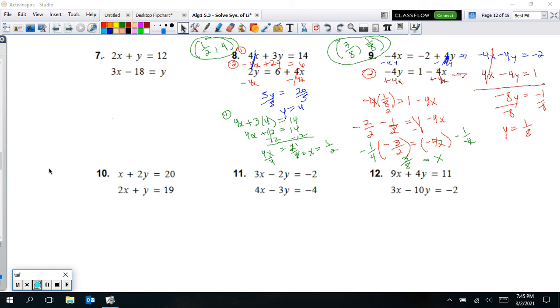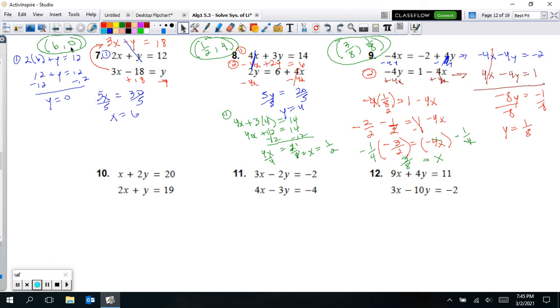Alright, so hopefully you finished number 7 and you're just going to check your answer now. So our answer for 7, you should have moved the 18, added 18, subtracted y to get this second equation in standard form. So our answer here on this one should have been 6, 0. So you should have got 6 for x, 0 for y.